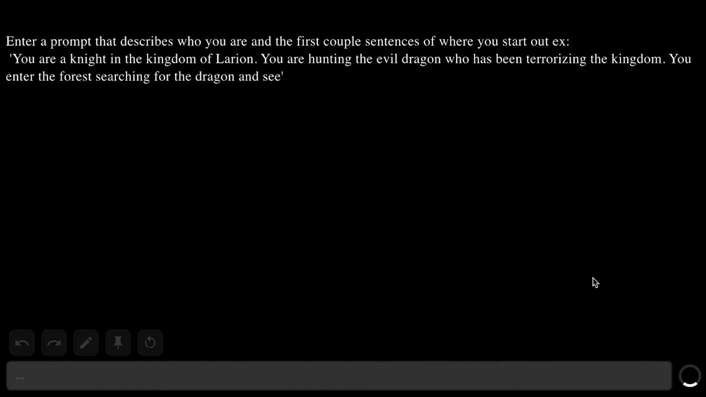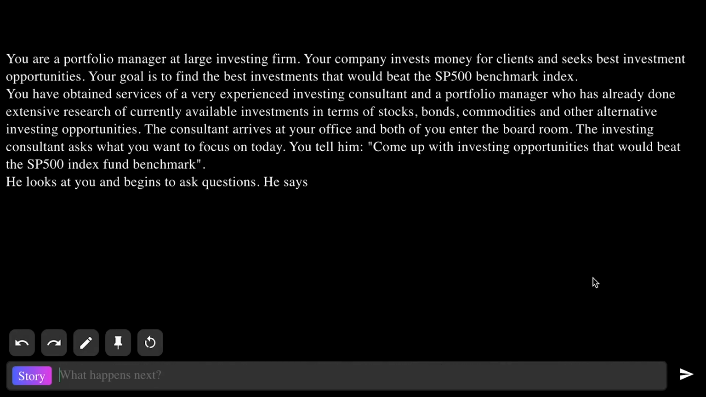Here's the modified prompt I used. You are a portfolio manager at a large investing firm. Your company invests money for clients and seeks the best investment opportunities. Your goal is to find the best investments that would beat the S&P 500 benchmark index. You have obtained services of a very experienced investing consultant and a portfolio manager who has already done extensive research on currently available investments in terms of stocks, bonds, commodities, and other alternative investing opportunities.